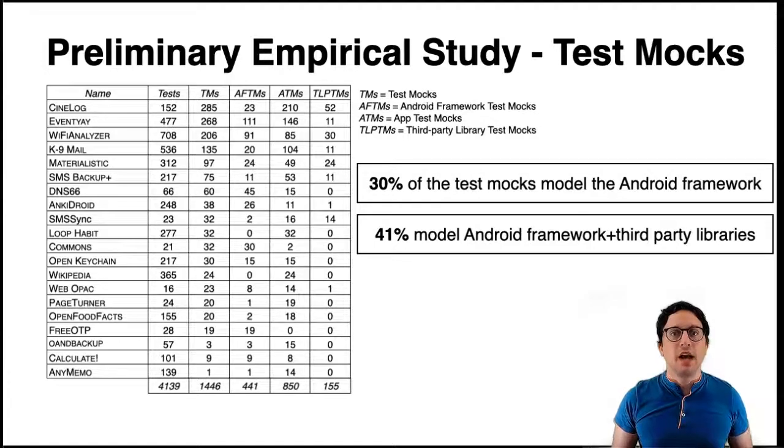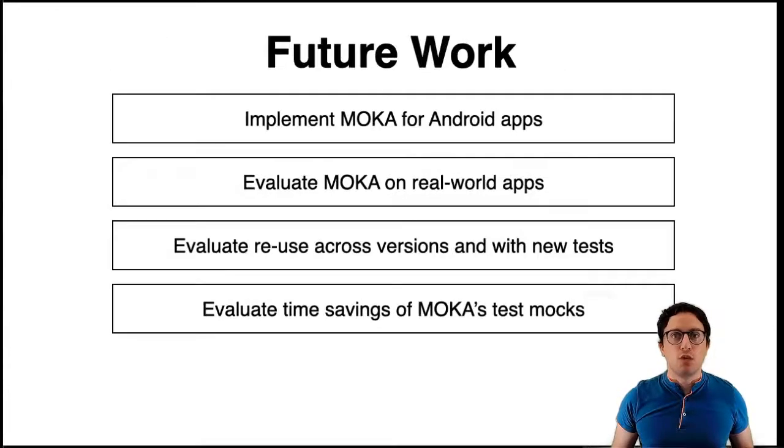Second, we studied 20 apps to find how many developer-created test mocks model the software environment. We found that 30% of the test mocks model the Android framework. If we also count third-party libraries, this number goes to 41%. This result provides initial evidence that Moka has the potential to significantly help developers if the framework is able to generate test mocks. As future work, we plan to implement Moka for Android apps and evaluate the framework on real-world apps. In the evaluation, we will evaluate reuse of test mocks across versions and with new tests. Finally, we will also evaluate the time savings offered by the mocks.